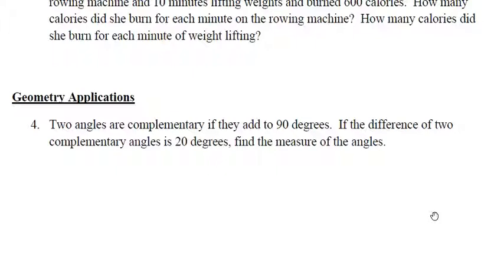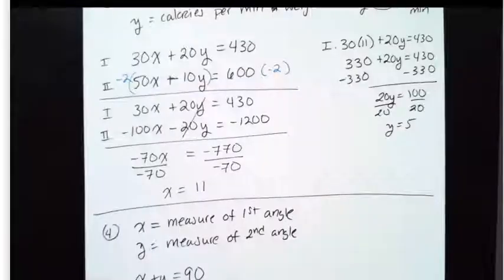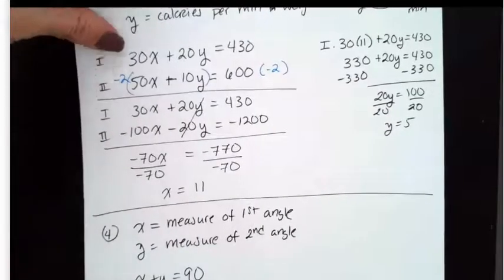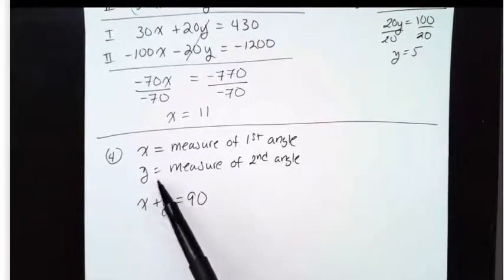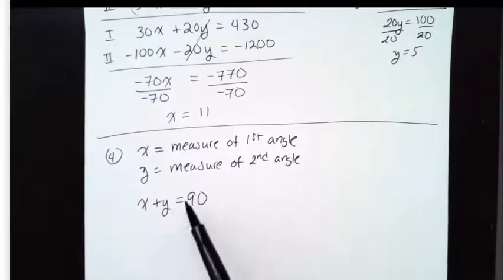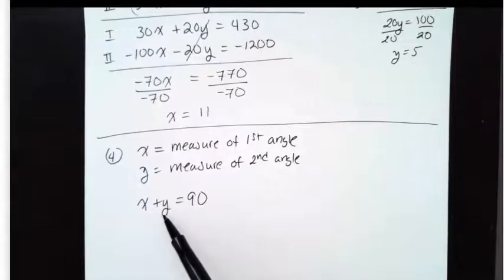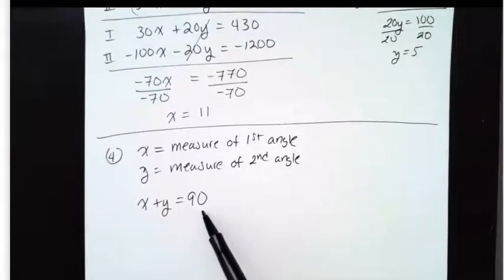Now, the fact that they are complementary gives me one equation. So the first angle plus the second angle has to equal 90. So let me show you what I'm writing here. I define my variables. X is the measure of the first angle. Y is the measure of the second angle. And because they're complementary, x plus y has to equal 90. So that's given by the fact that they are complementary.